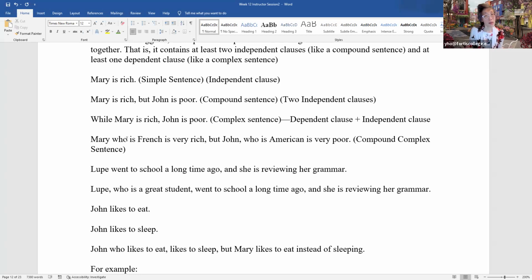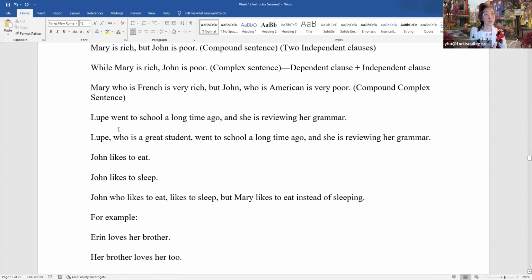Compound complex sentences tend to be parallel. And in English, you can only have three sentences or three parts of a sentence as the longest sentence. So here, Lupe went to school a long time ago, and she is reviewing her grammar. Here you have your compound sentence. If I add in, Lupe, who is a grade student, went to school a long time ago, and she is reviewing her grammar.